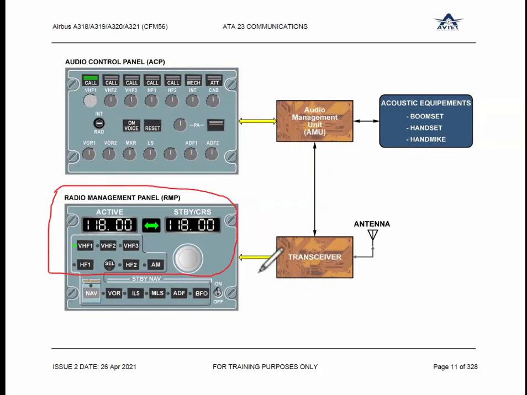Yes. Right? You have 5 receivers: VHF1, VHF2, VHF3, HF1, HF2. The call light will be there. We will discuss when the priorities are violated. So in VHF, we will see this call light. Just understand the basic things.